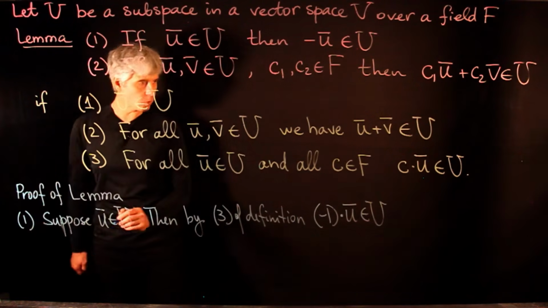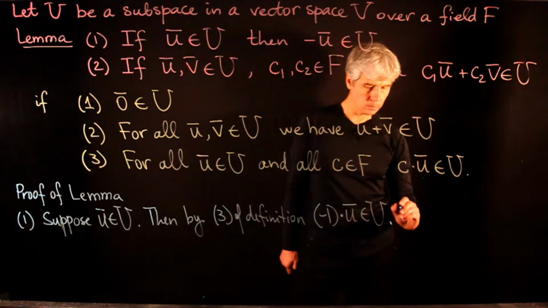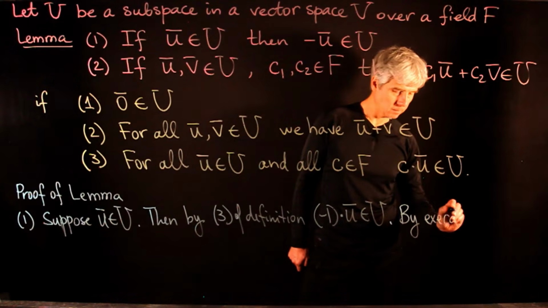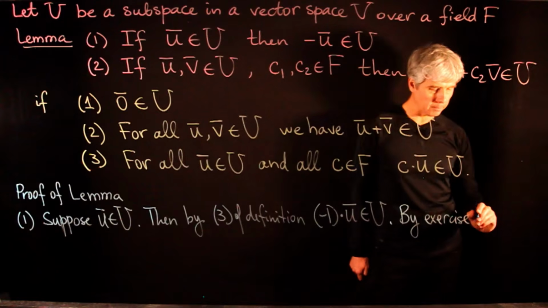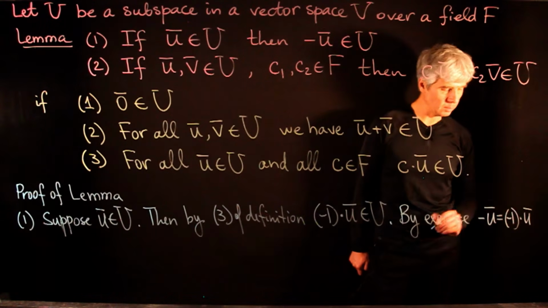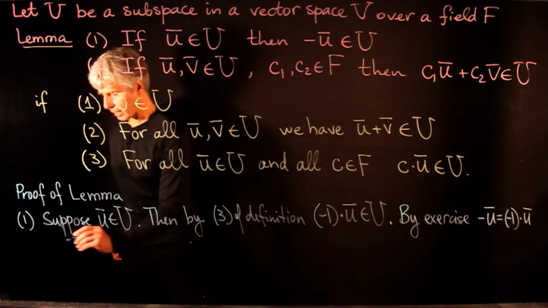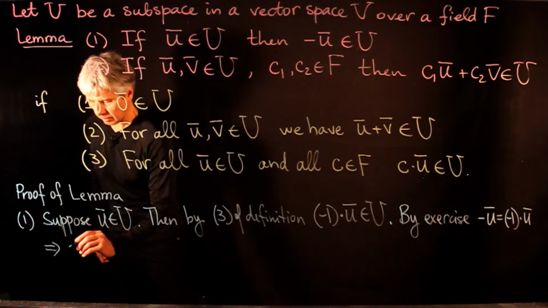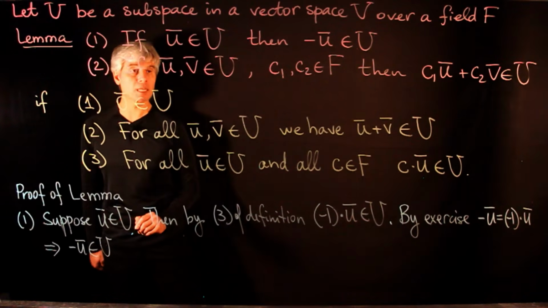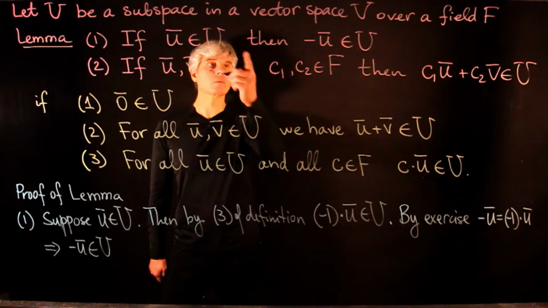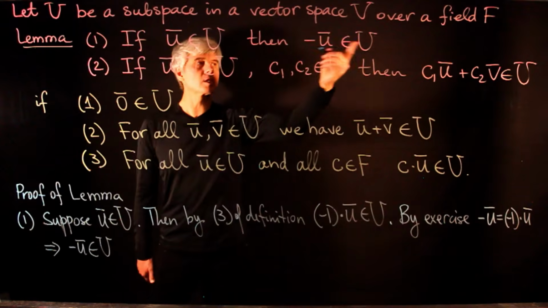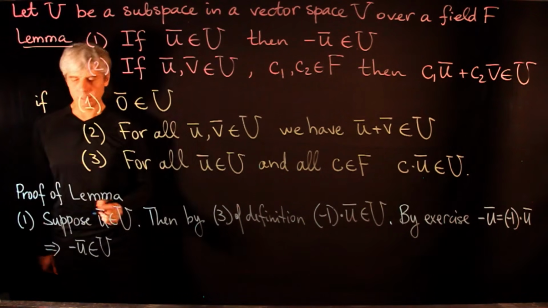But by our exercise from last time, we have minus U is the same as minus 1 times U. So this implies that minus U is in the subspace. And that's exactly what we had to prove, right? So for any vector in U, the opposite is in the subspace.